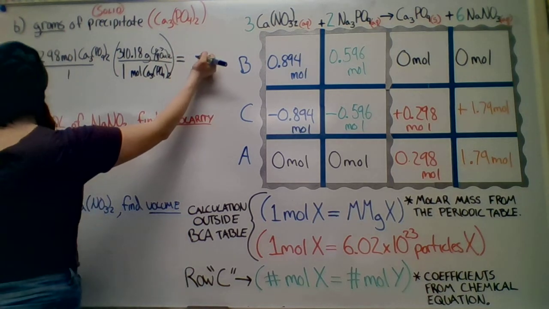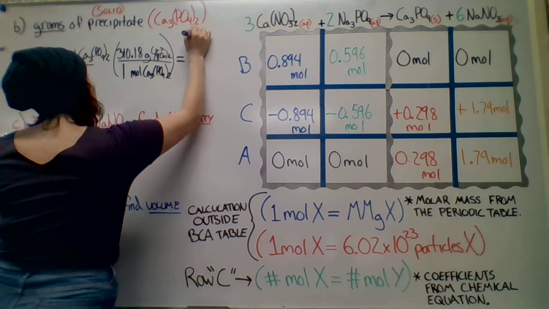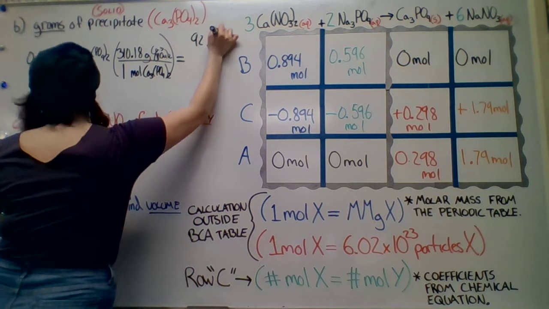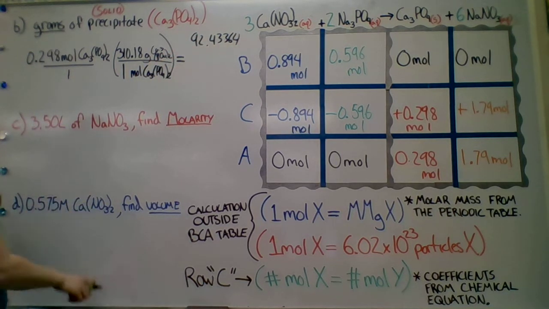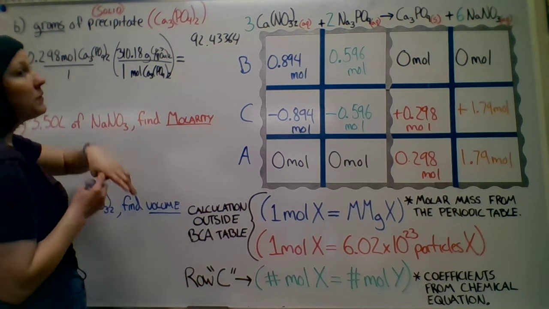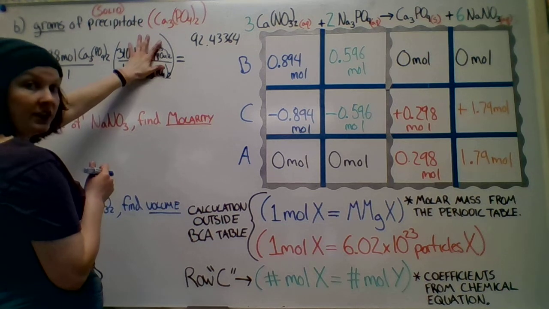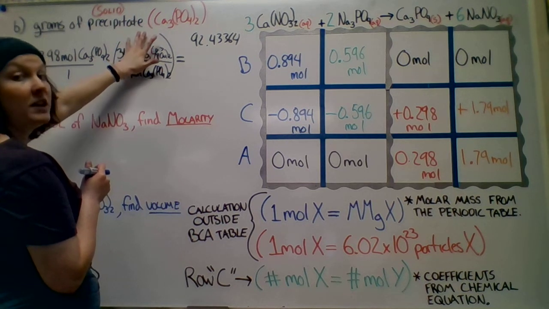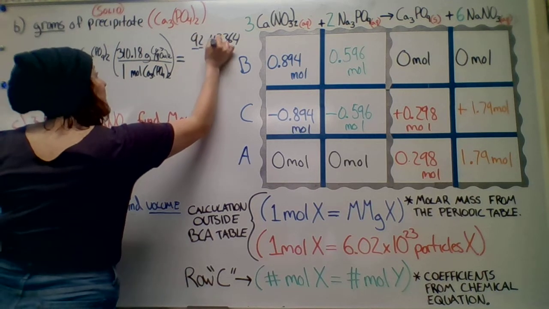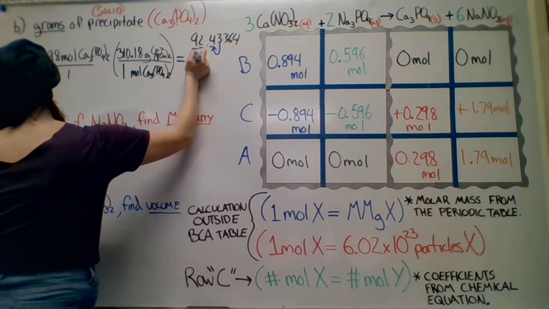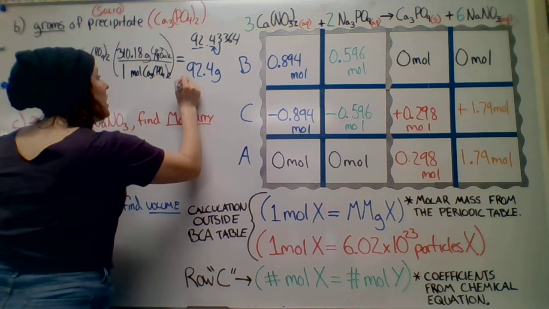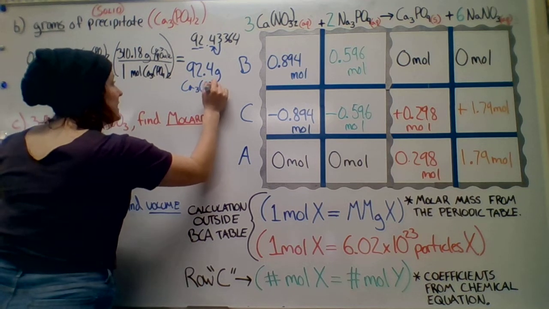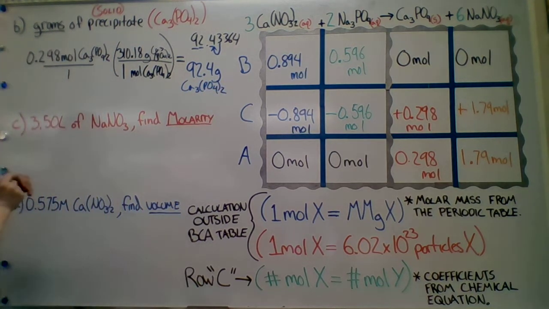When I type this into my calculator, the raw number that I get is 92.4334 grams, etc. But we want to round according to sig figs. We started with 3 sig figs, so we want to end with 3 sig figs. Remember, we don't pay attention to conversion factors because they have an unlimited or an infinite number of sig figs. So I'm going to underline my top 3 sig figs, and my final answer here should be 92.4 grams of calcium phosphate. I'll go ahead and rewrite that right here.